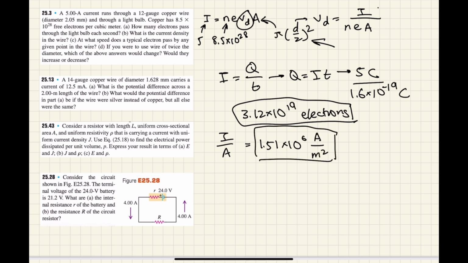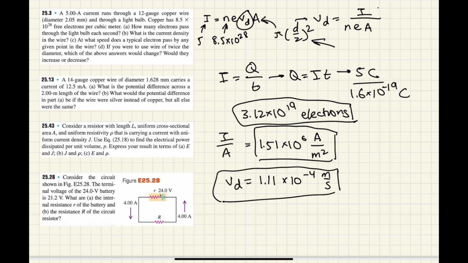Interesting unit. Part C, this is what I was talking about where you're finding the drift velocity. So that is current, which is 5 amps, divided by n, 8.5 times 10 to the 28. e is 1.6 times 10 to the negative 19. And A you can calculate from there. And you're going to get approximately 1.11 times 10 to the negative 4 meters per second as your drift velocity.